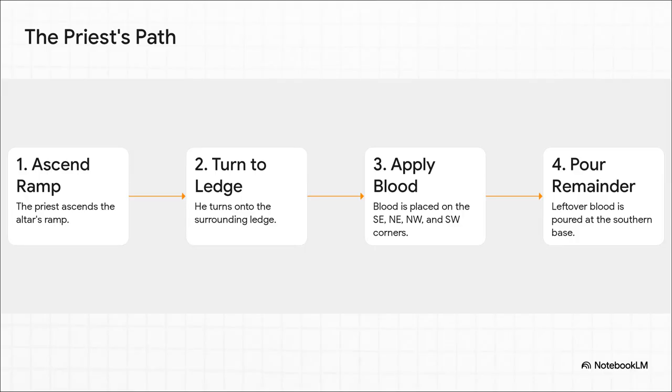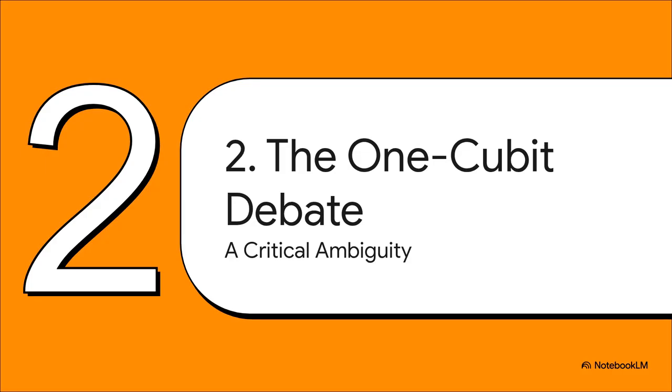The priest goes up the ramp of the altar, he turns onto this ledge, and then applies just a dab of blood to 4 different corners in this very precise, almost dance-like sequence. Whatever blood is left over gets poured at the bottom. Seems simple enough, right? Well, not so fast. And this is where our investigation really kicks off.